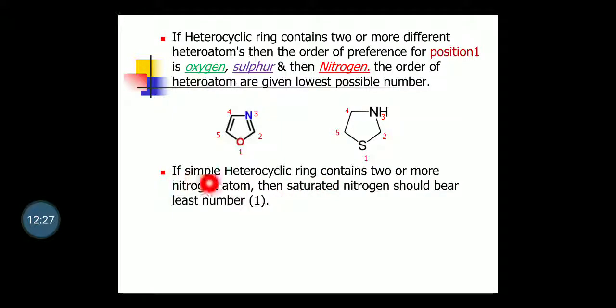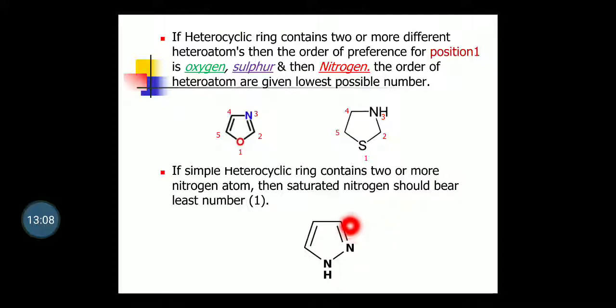Now the next rule says that if both heteroatoms are nitrogen, if two or more nitrogens are present in the simple heterocyclic ring, then which nitrogen we start numbering from is decided by this rule: the saturated nitrogen should bear the lowest number. It indicates that we have to start the numbering with a saturated nitrogen. So in this case we have an example: a simple heterocyclic 5-membered single ring, with two nitrogens, one saturated and the other unsaturated. Unsaturated means double-bonded nitrogen.